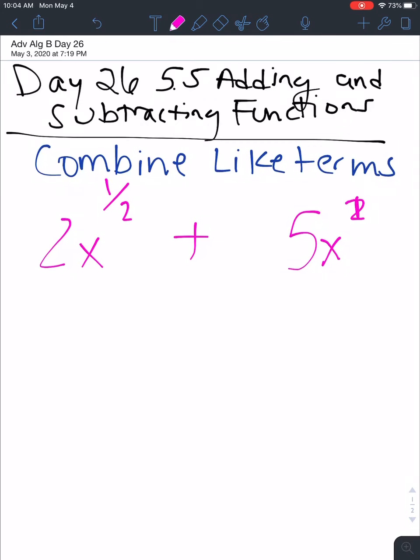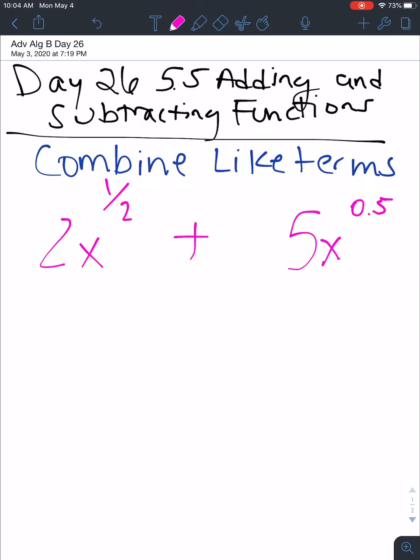However, if we had a 0.5, you'll very rarely see decimals, but if you had a 0.5, those are equivalent because 1/2 and 0.5 are the exact same. So just make sure that your like terms are actually like.